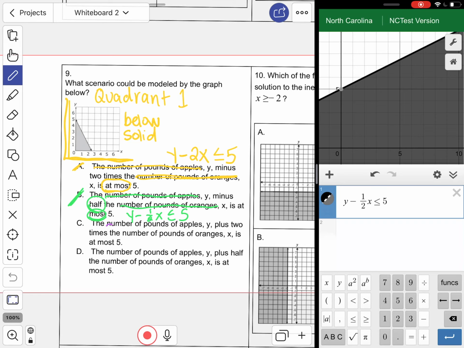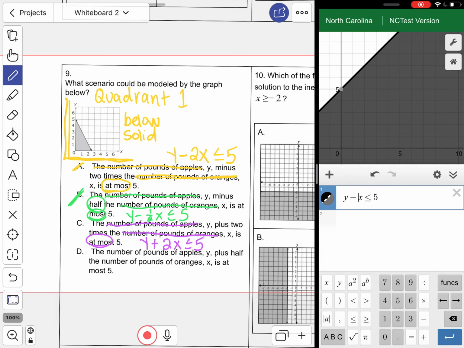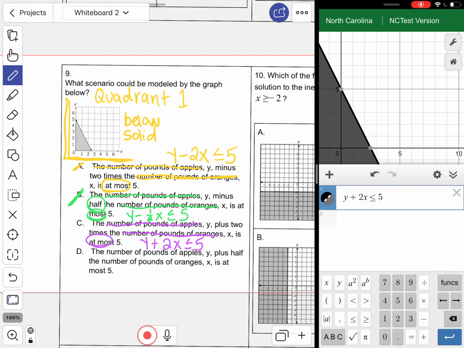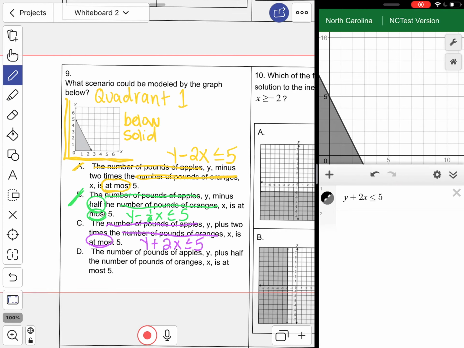All right, C. So this time I have y plus 2 times x is at most 5. So at most is going to be less than or equal to 5. So we're going to change it to y plus 2x. And this one actually is starting to show that shape, and we're going to check those y-intercepts. I have it at 5, and I have it at 2.5, which is exactly where it crosses, so the correct answer is C.